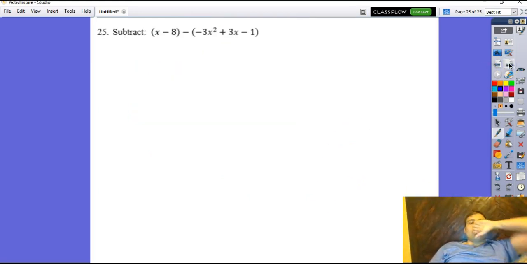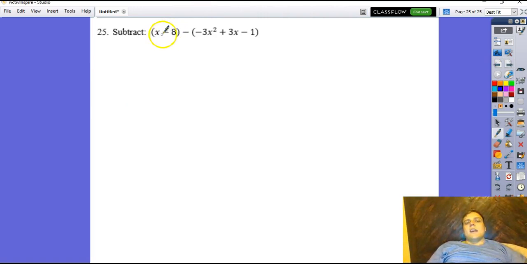Last but not least, problem 25. Subtract x minus 8 minus all this. Guys, this does not mean multiply these two parentheses. Okay, that's not what it means. It means subtract. Okay, so first off, look at this first set of parentheses. Is there any reason for this first set of parentheses? No, so I can drop them. I'll just write x minus 8.